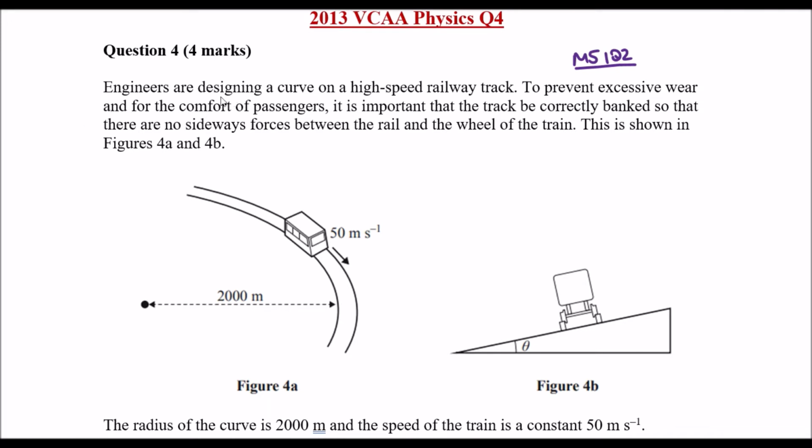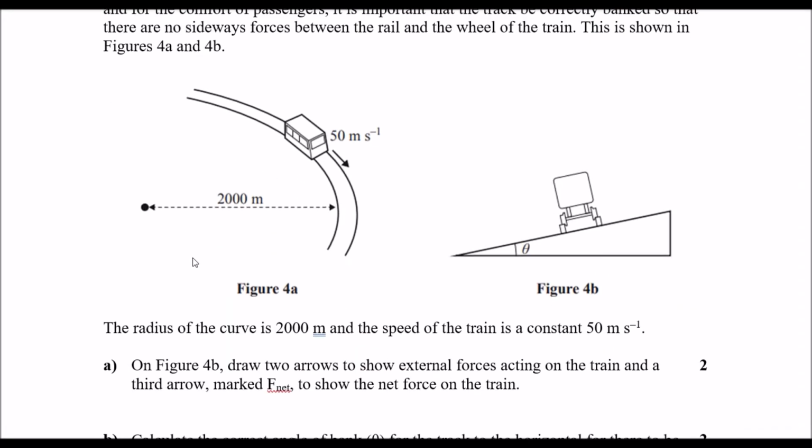We have a group of engineers trying to design a curved road for high-speed railway. To prevent excessive wear and for the comfort of the passengers, it is important that the track be correctly banked so that there is no sideways forces between the rail and the wheel of the train. So this is what we have in 4A and 4B. The radius of the curve is 2,000 meters and the speed of the train is 50 meters per second.